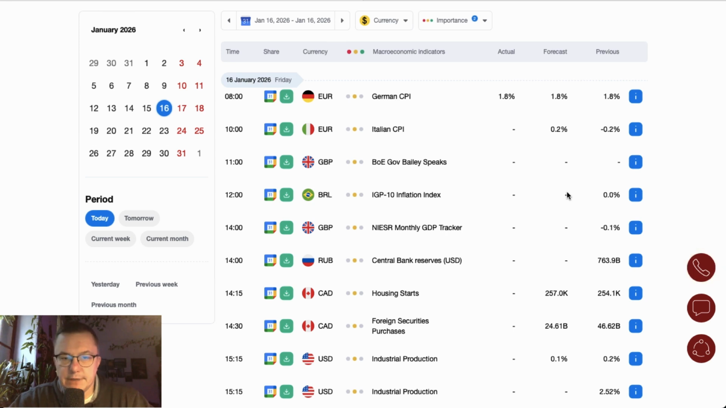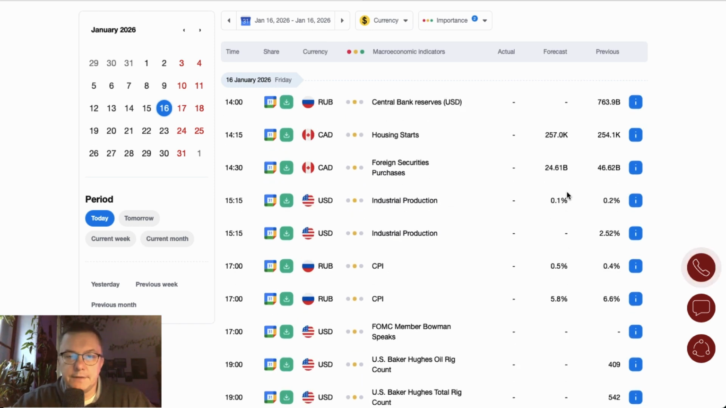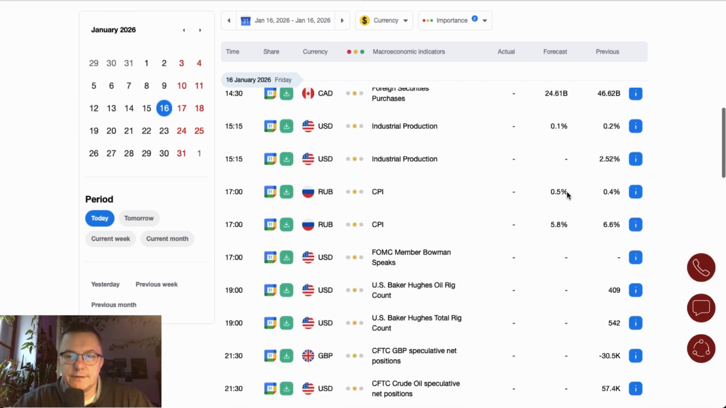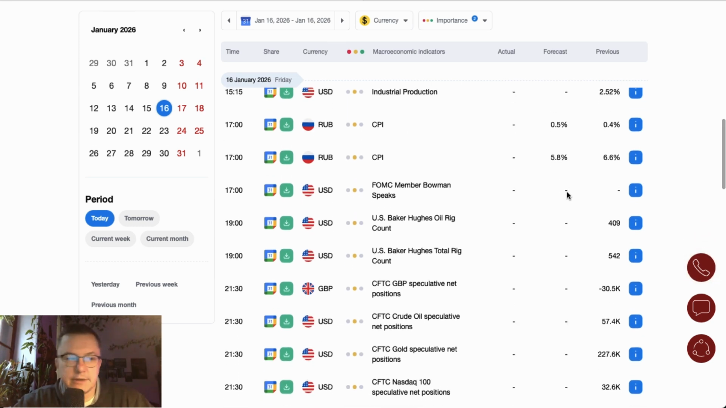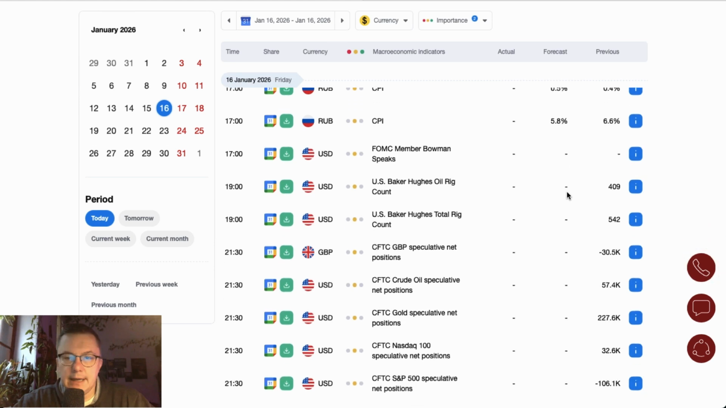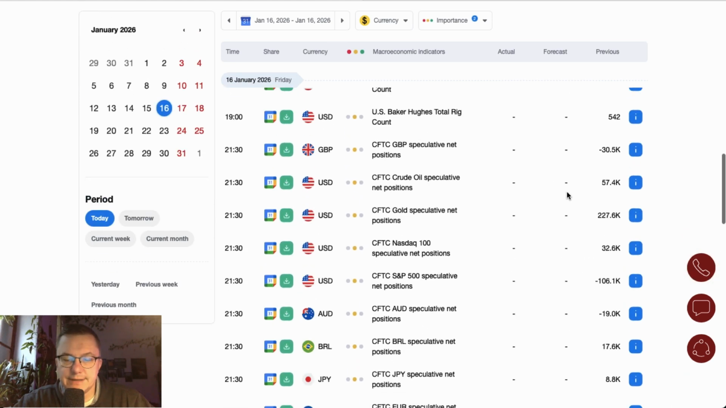Bank of England Governor Bailey will give a speech at 11 o'clock. Then we have a monthly GDP tracker from the UK scheduled for release at 2 o'clock. At 15 past 2 there is housing starts data from Canada, and 15 minutes later foreign securities purchases are scheduled for release. 15 minutes past 3 there is industrial production data from the US. At 5 o'clock we got CPI data from the Russian Federation, and FOMC member Bowman will give a speech at 5 o'clock as well. So that's about it.